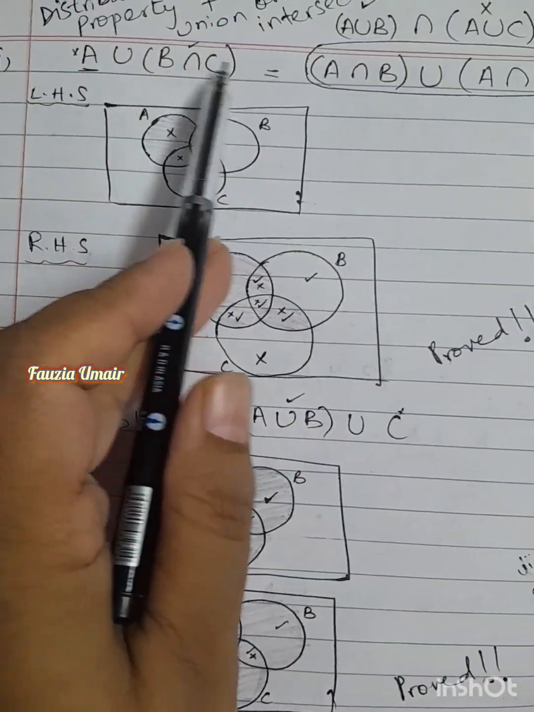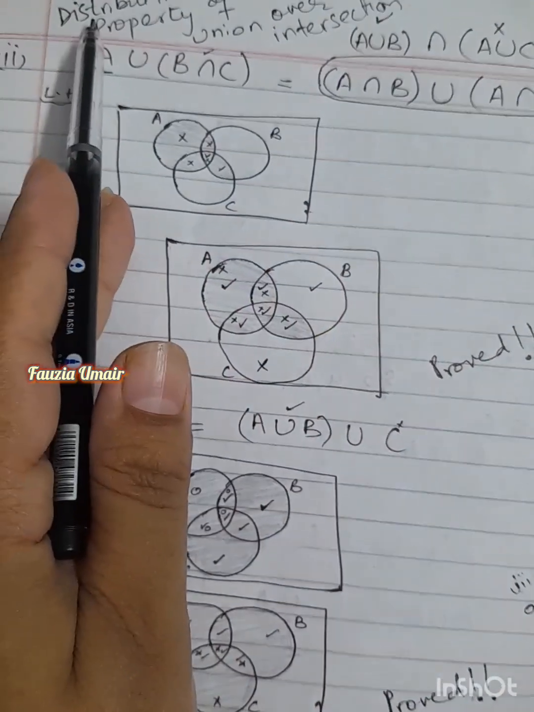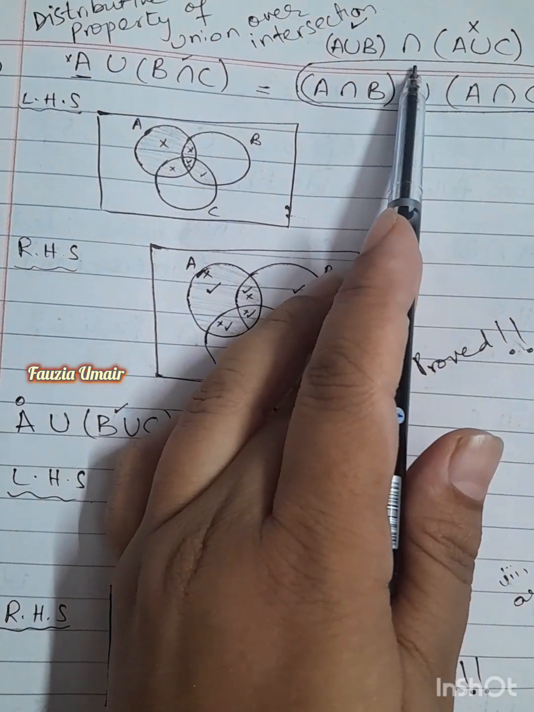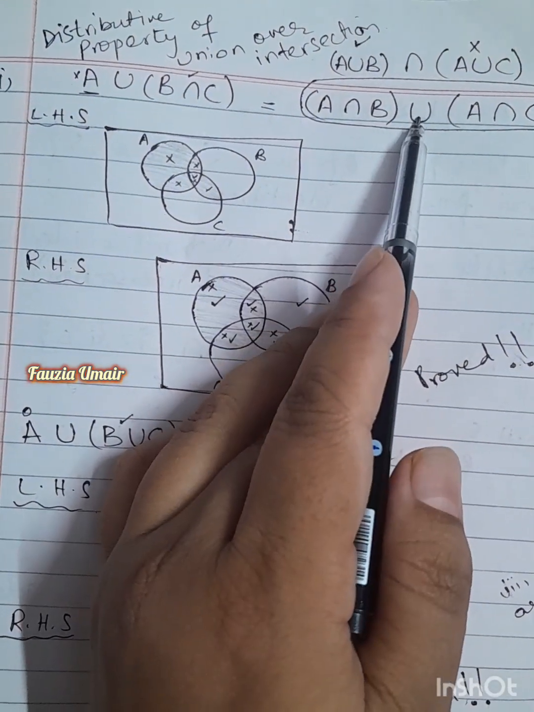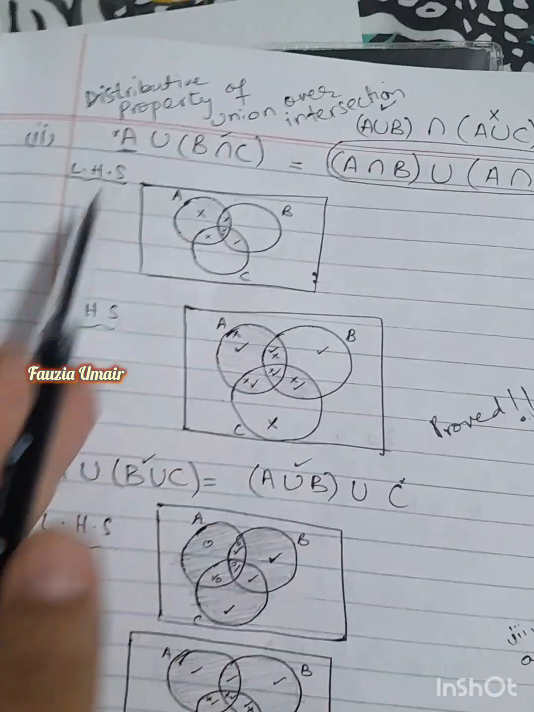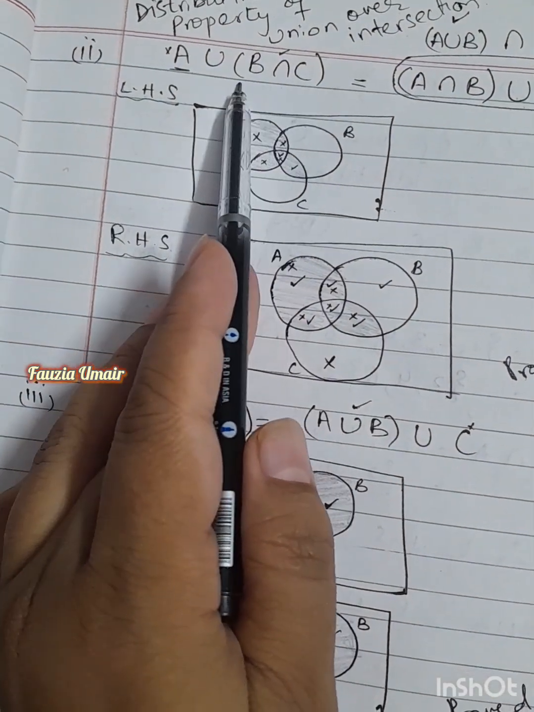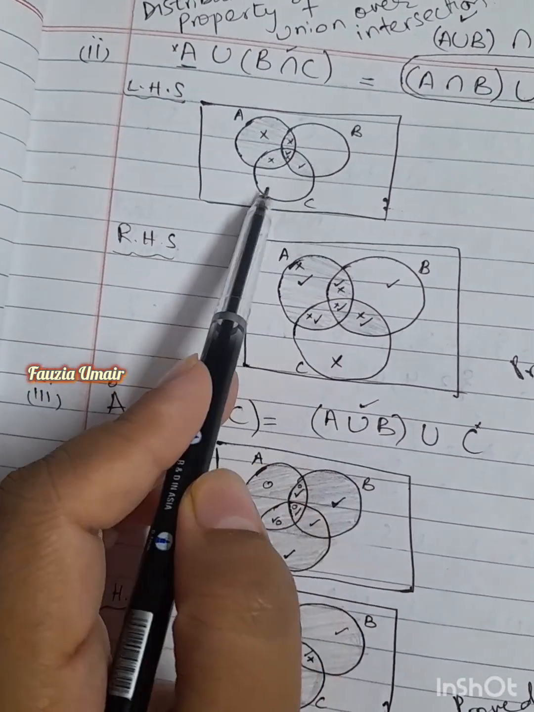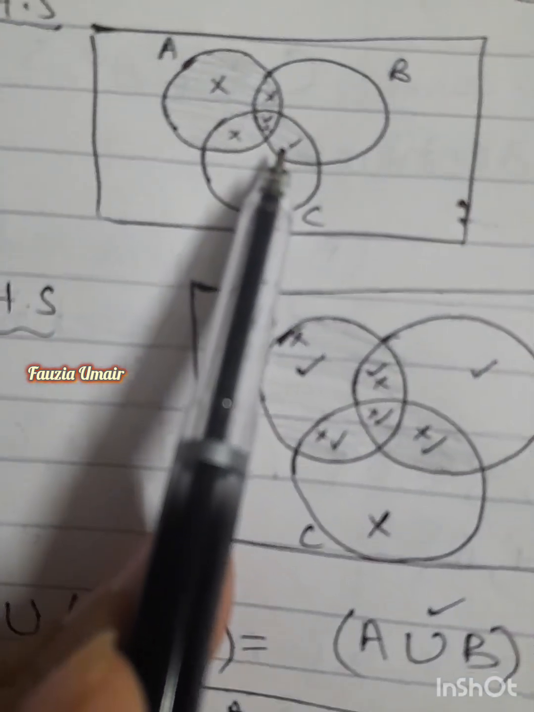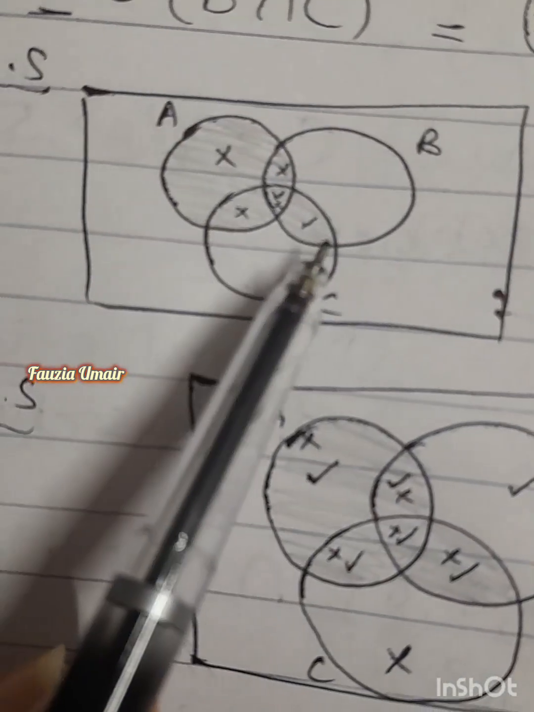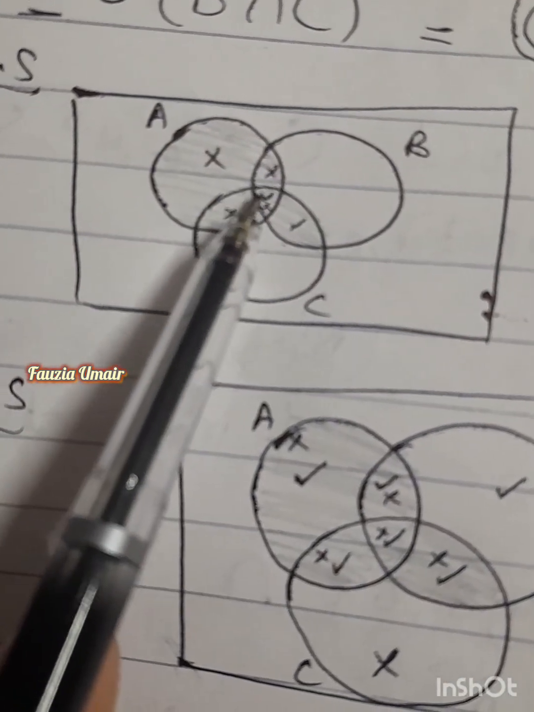Moving on to the second one, A union B intersection. So there is a mistake in the book in this part. So please make the correction. It's the distributive property of union over intersection. The error is in the right hand side, sorry, please make the correction in the book also. So the left hand side is again like this.